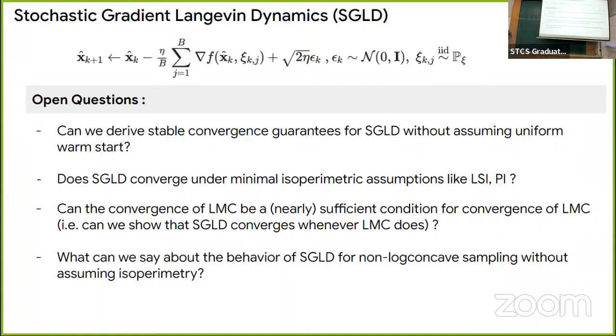So what can we say about the behavior of SGLD for non-concave sampling without assuming any isoperimetry, like Fisher divergence convergence or something like that? I won't be covering this for the sake of time, but I'm happy to discuss these results offline.